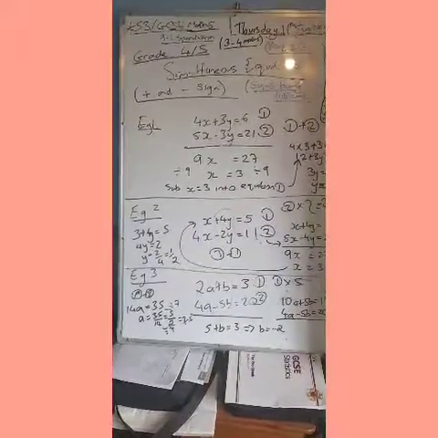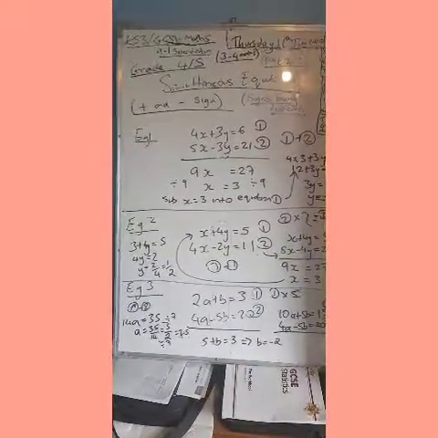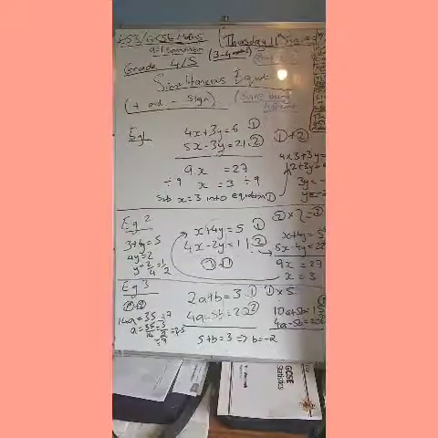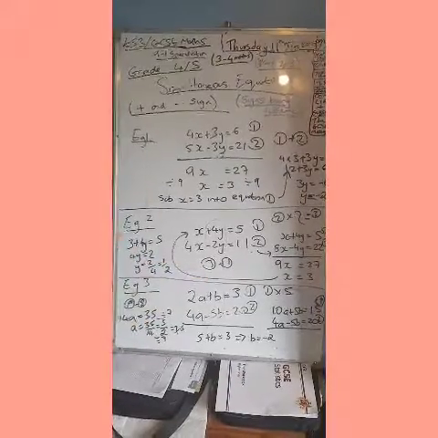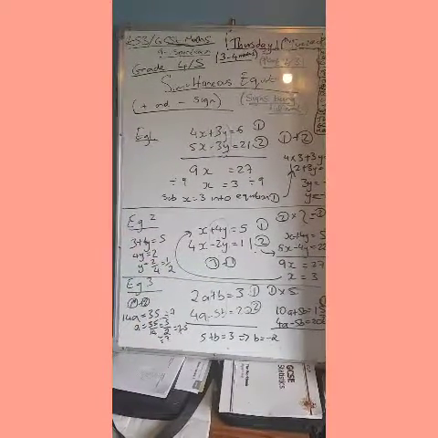So I hope that made sense so far, guys. Right, guys, last example to conclude today's lesson. Okay, so example 3: 2a plus b is equal to 3, 4a minus 5b is equal to 20.